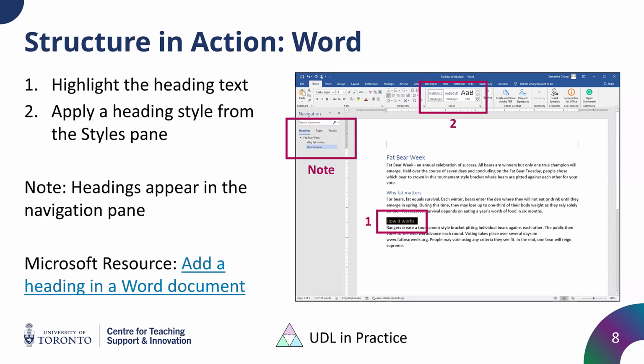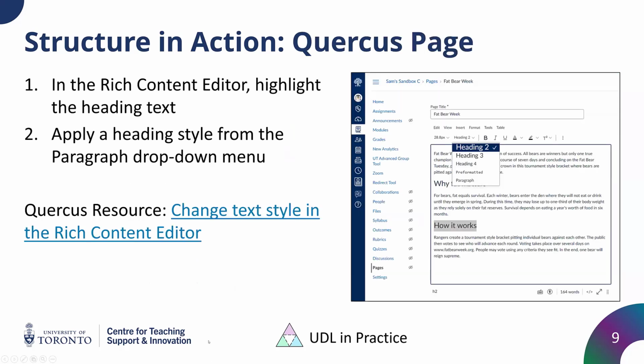I also love using headings in a Word document because you can then auto-create a table of contents, which is particularly useful for long documents, or let's say you're organizing your dossier. Using this function will save you a lot of time. For folks who work in Quarkus, it's also a 2-step process. So number 1, highlight the text that you wish to make into a heading, and then apply a heading style from the paragraph drop-down menu.